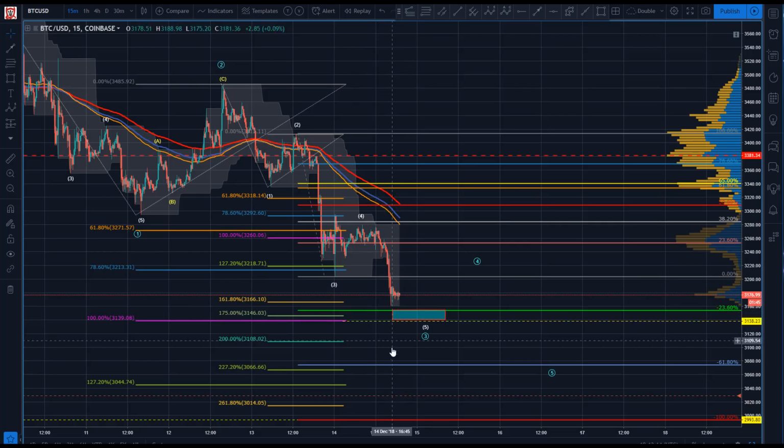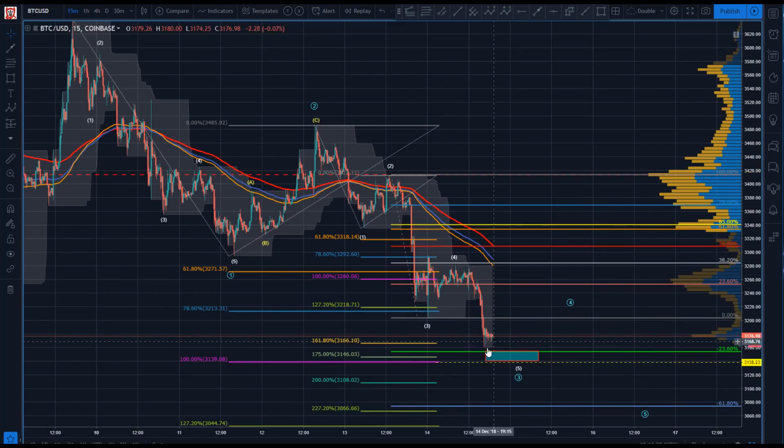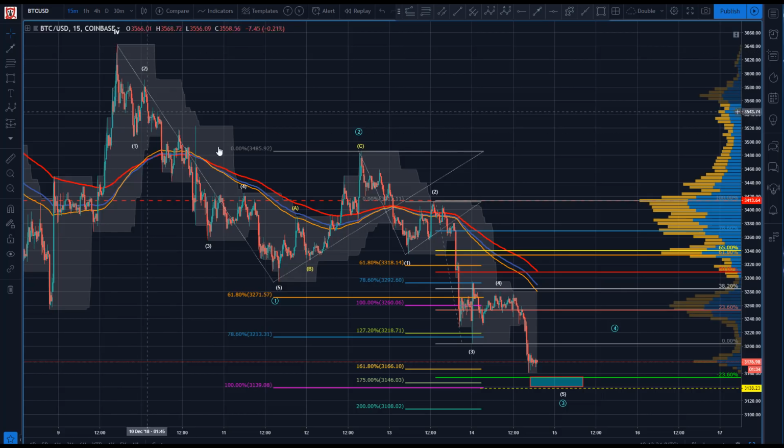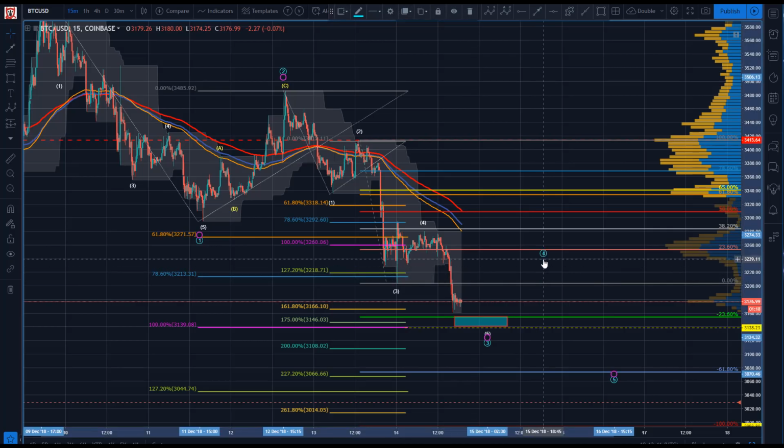So very hard to dial into the low, but what we can say with a fair degree of certainty is that we're not done down here. Assuming this count, I'd be hard pressed to find a count that lets us finish down here. All right, so it just looks like 1, 2, 3 is trying to go in. So big question mark, what happens down here? And then do we get a counter trend? Do we get a 3-wave correction?